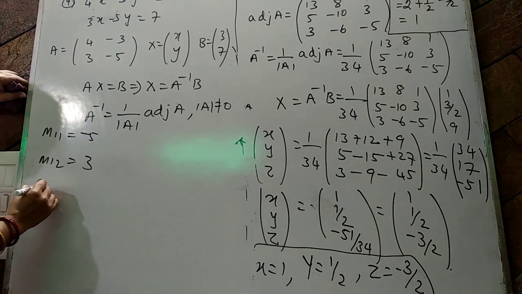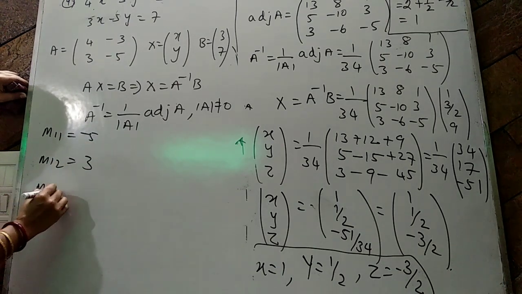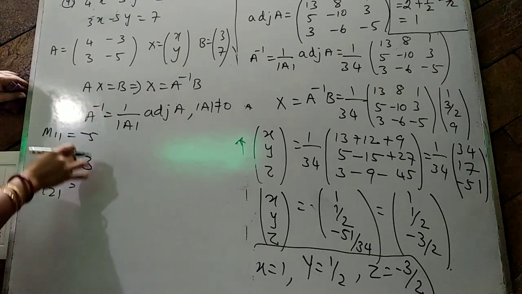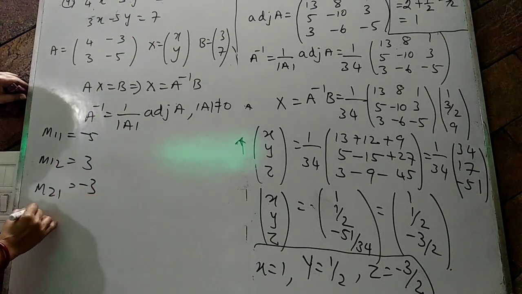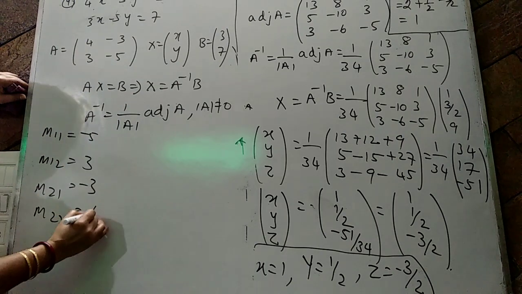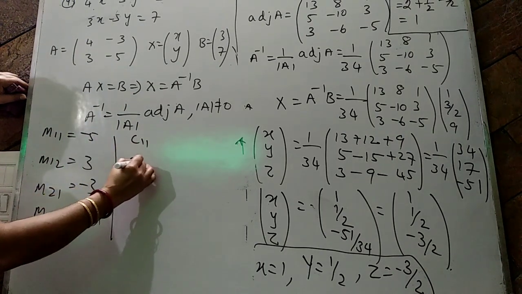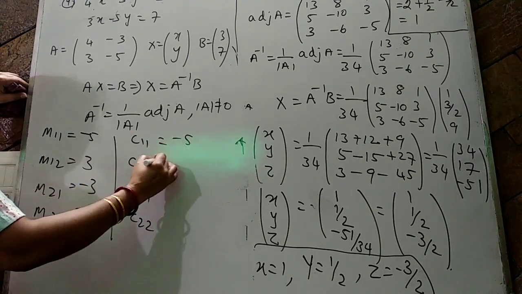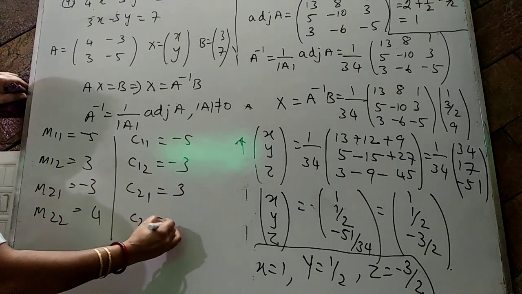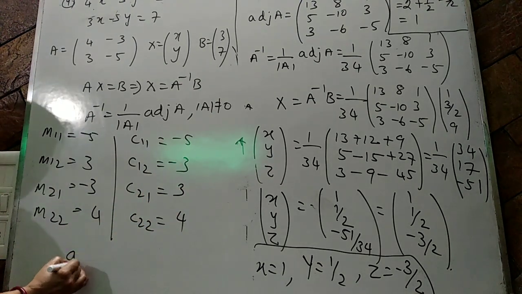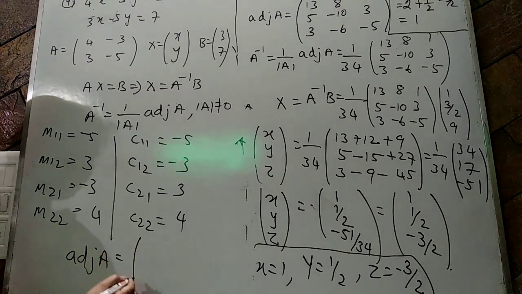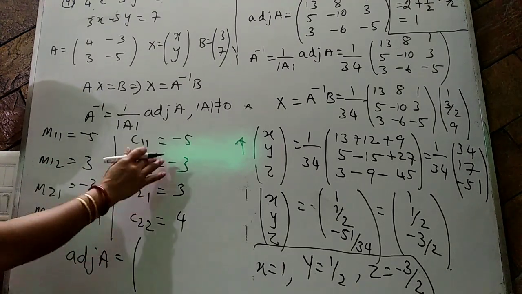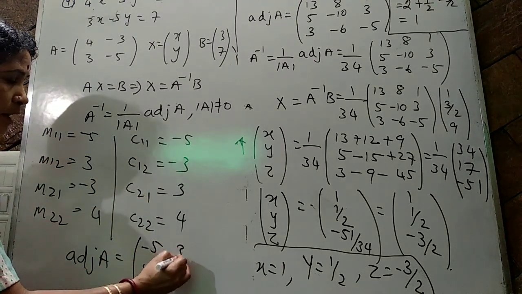Then if I find M21, that is 2, 1, we get minus 3. Then M22 we get is 4. Okay, now the corresponding cofactors C11, C12, C21, then C22: 1, 1 has the same sign, then this is the opposite sign, this is also the opposite sign, this is the same sign. Now, adjoint of A, do not use a shortcut method here. I only told you that (AB) whole inverse equals B inverse A inverse, there you can use a shortcut method. Adjoint of A is equal to minus 5, minus 3, 3, 4.